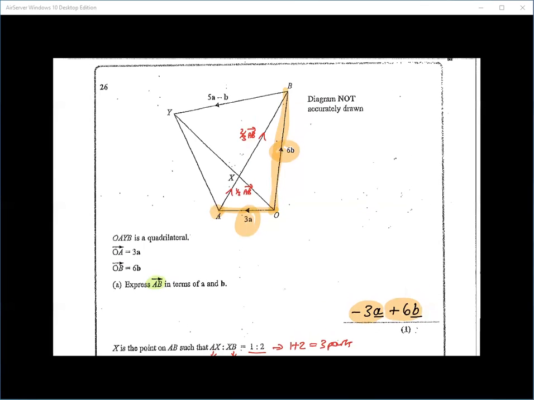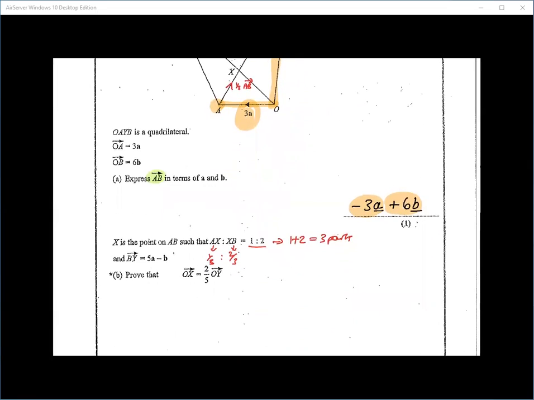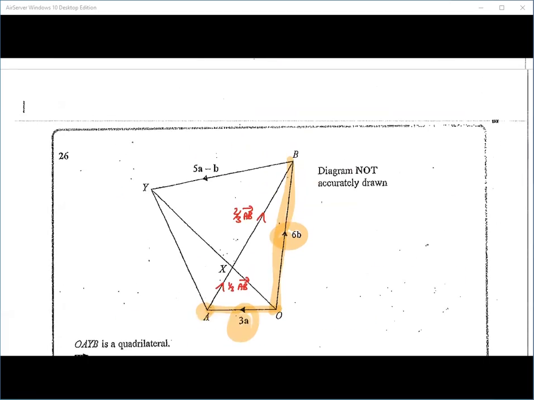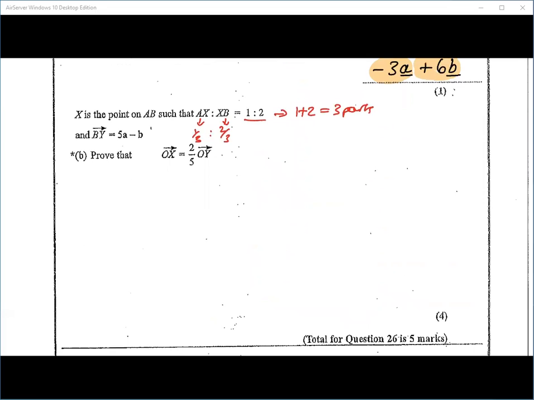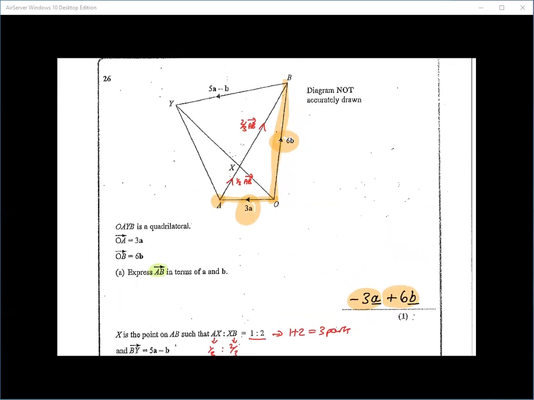It also says that B to Y is 5A minus B. Yeah, we already got that. Okay, good. So what do we need to work out here now? We need to work out O to Y, and O to X, isn't it? Okay, do we know any of those from before? No? You can work out OY now.